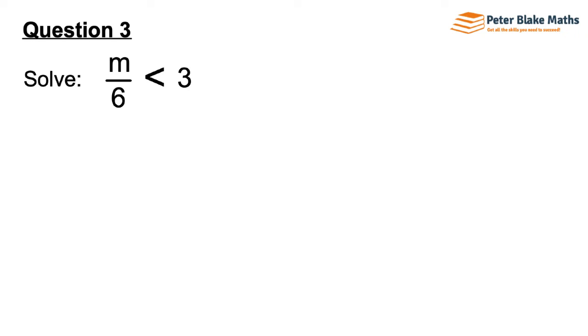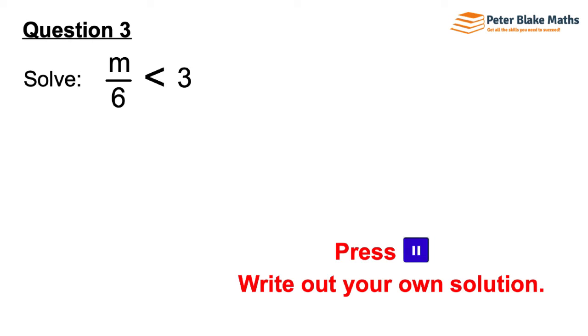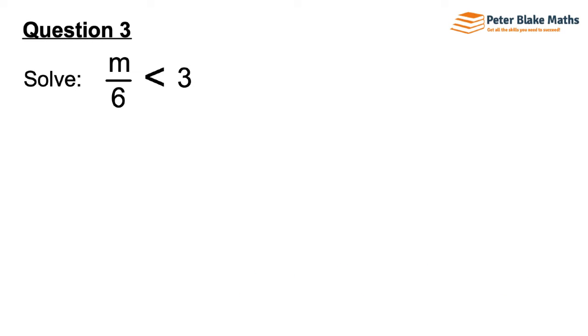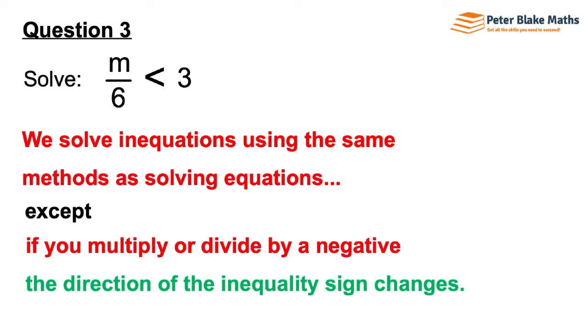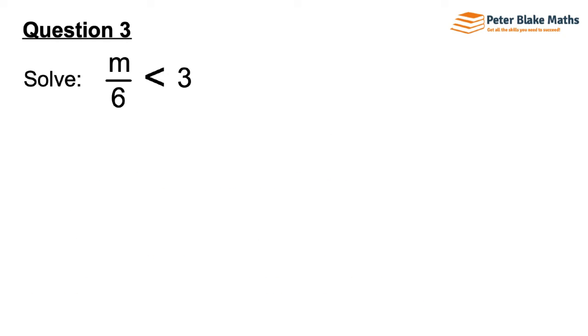Question 3. Solve m over 6 is less than 3. To solve an inequation, we use the same methods as solving equations, except if we multiply or divide by a negative, the direction of the inequality sign changes. So here we want to get m on its own. It's being divided by 6 at the moment. We need to do the opposite of both sides. If we want to move that dividing by 6, we need to multiply by 6.